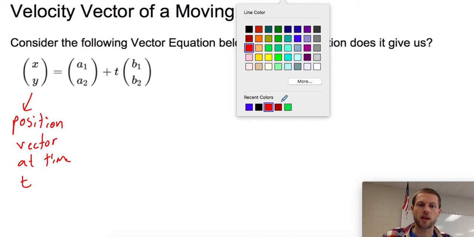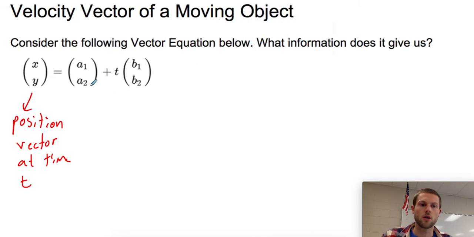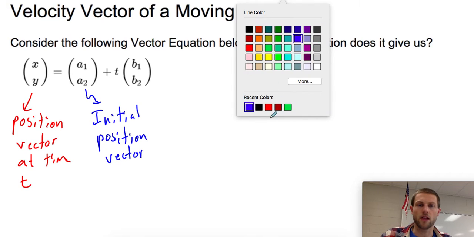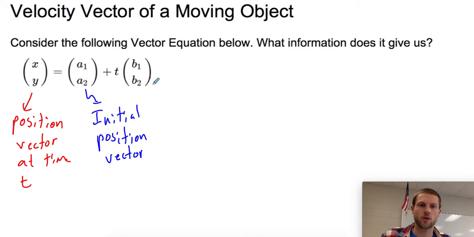This next piece, this a1, a2, this is our initial position vector. So this is basically where our particle is beginning. And then finally, the last piece of the puzzle here, this is our velocity vector.